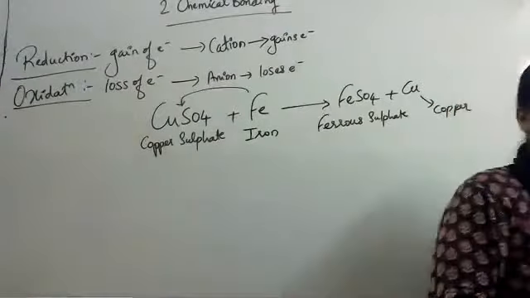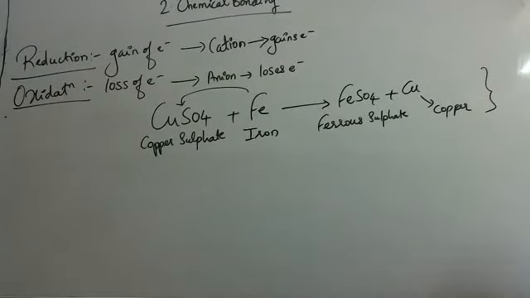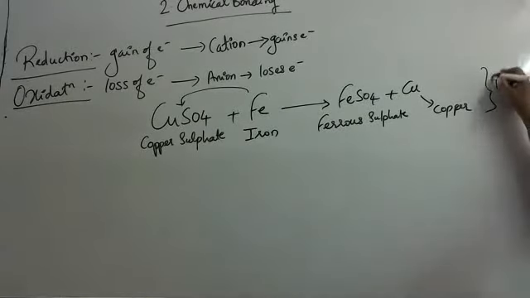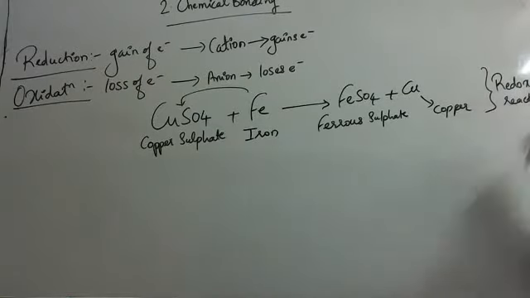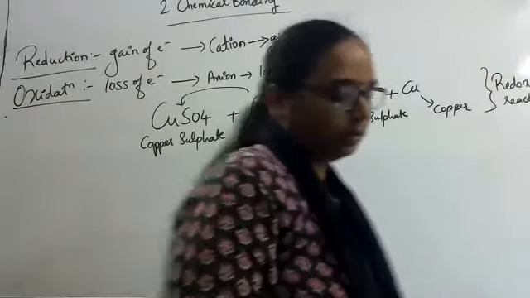Okay. Now in this reaction, both reduction and oxidation take place simultaneously. So this reaction is an example of redox reaction. Okay. Last time we have seen what is redox reaction. Redox reaction is the reaction in which reduction and oxidation take place simultaneously. How? We will see that. Copper ion.